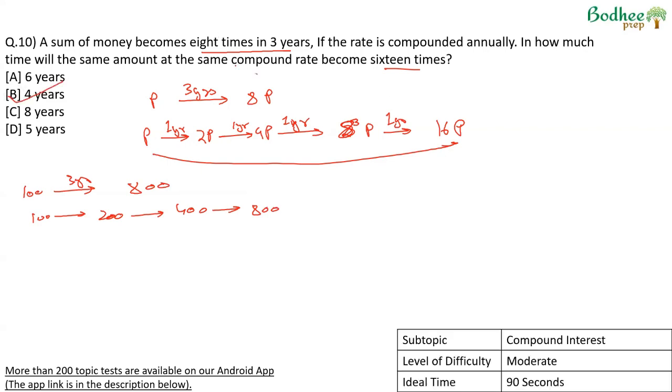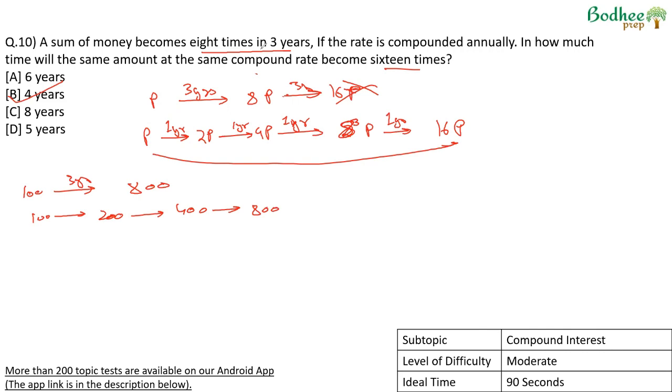This is a pretty tricky question. There is a very good chance that while quickly solving, we just multiply 3 by 2, and from here write 8P in 3 years. Therefore, in the next 3 years, 16P, which will be wrong to do. So tricky question. Solving time is not very high, but in trying to do the question quickly, an error might happen. B is the answer. I'm saying moderate level, solving time 90 seconds.